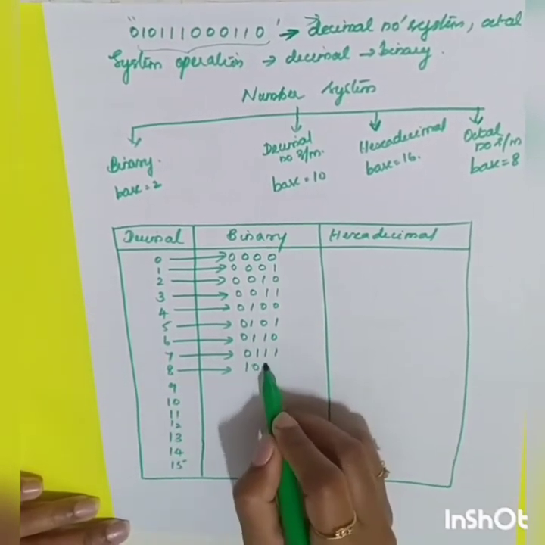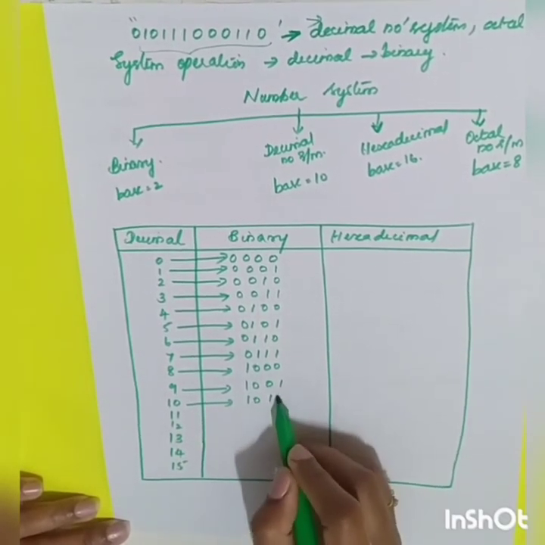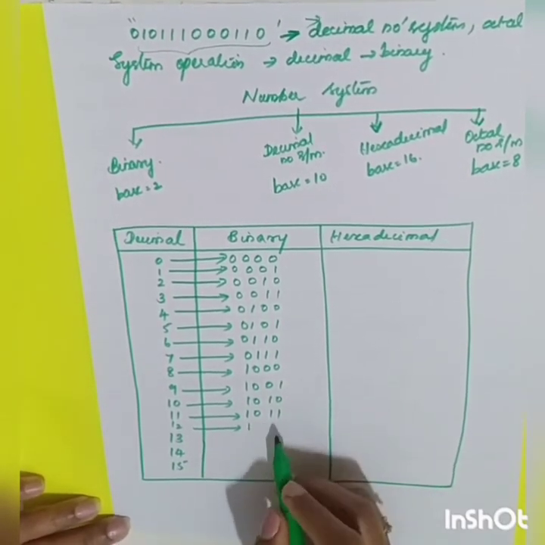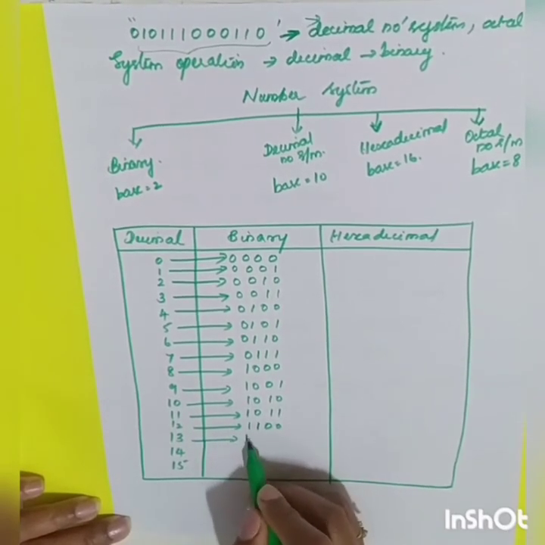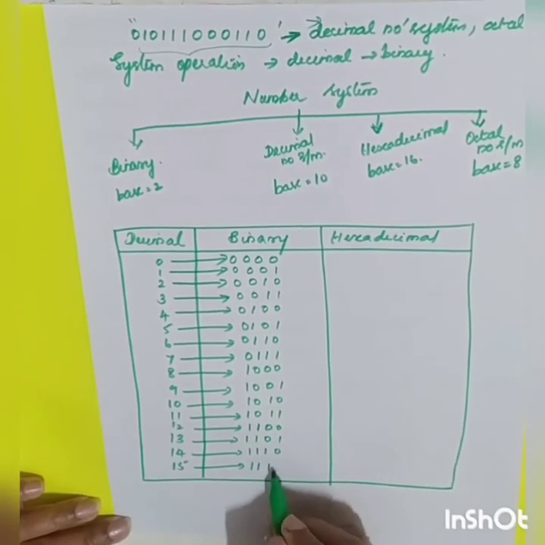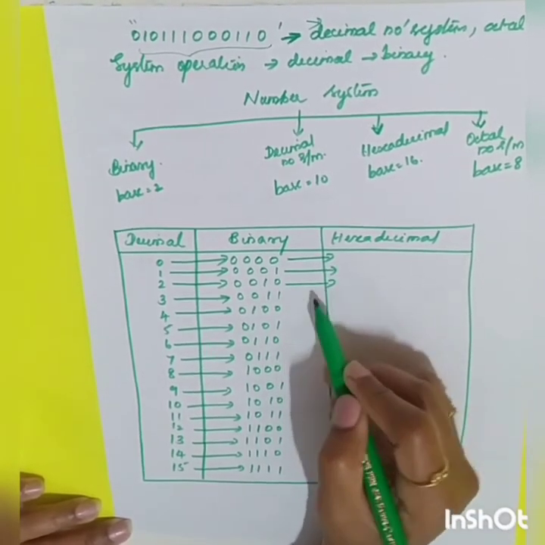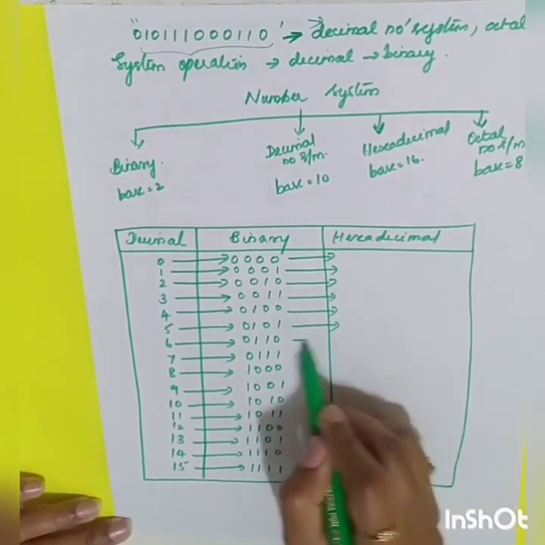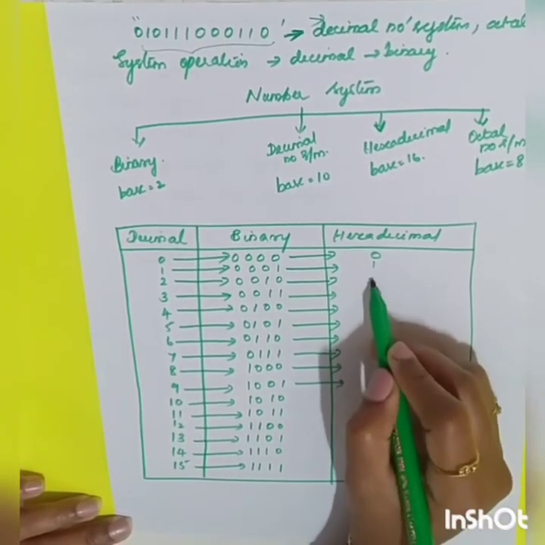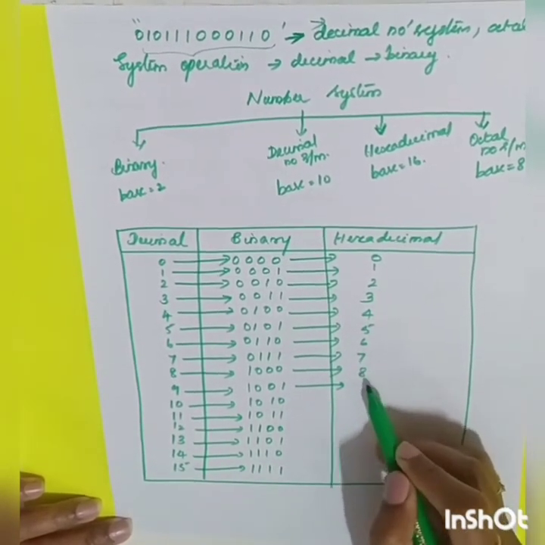Now 8 is 1, 0, 0, 0. 9 is 1, 0, 0, 1. 10 is 1, 0, 1, 0. 11 is 1, 0, 1, 1. 12 is 1, 1, 0, 0. 13 is 1, 1, 0, 1. 14 is 1, 1, 1, 0. And 15 is 1, 1, 1, 1. So what will be your hexadecimal equivalent? It is going to be the same as your decimal from 0 to 9: 0, 1, 2, 3, 4, 5, 6, 7, 8, 9.